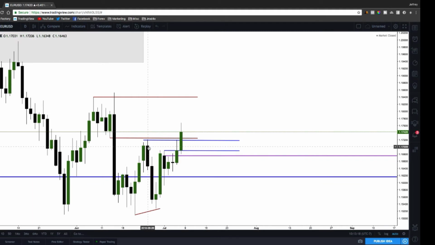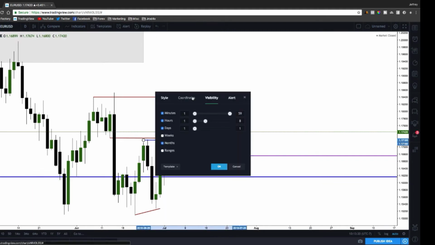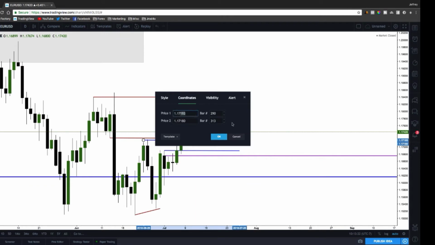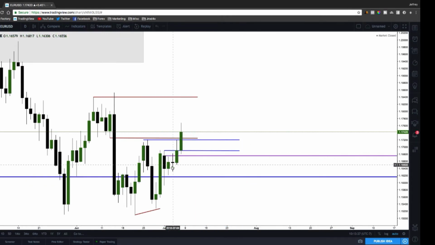So this high comes in at 1720. So we're going to change this to 1720. All right, perfect. So the two levels that Euro Dollar could trade into and potentially find support at would be this high here at 1720, which is a retest of structure. Old resistance, broke through it, now becomes support.